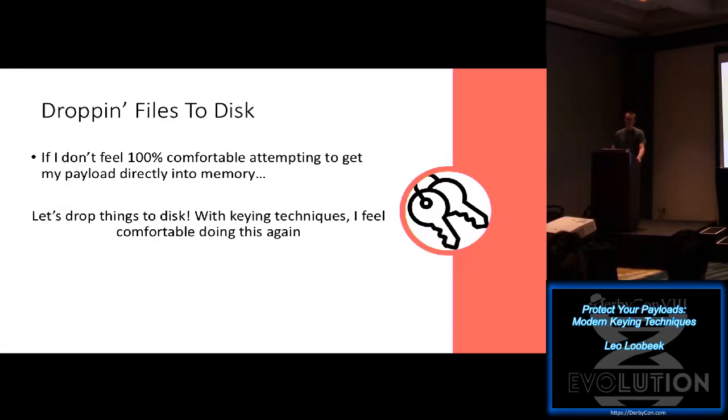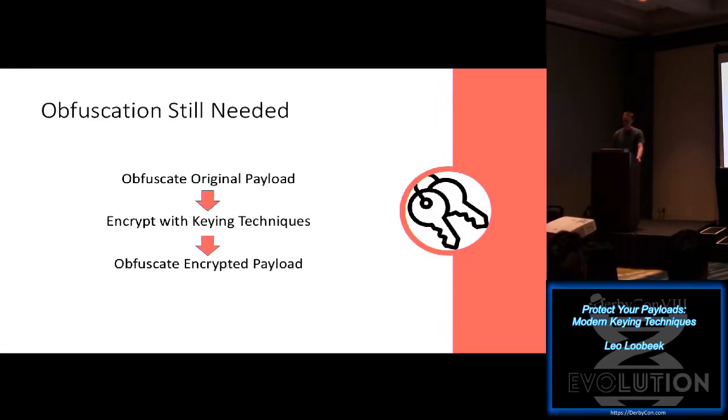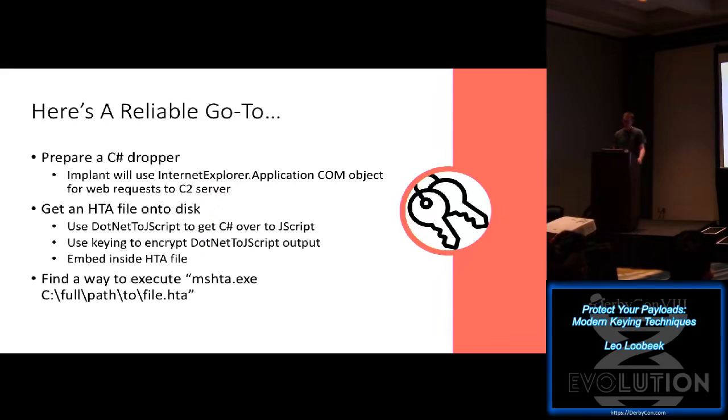With keying, I feel comfortable doing that again. I might not drop an EXE or a DLL right away, but dropping those different SCT or HTA files, I feel comfortable doing that with keying now. And this is where obfuscation is definitely still needed. What I'll typically do is obfuscate the original payload, encrypt it, and then obfuscate that encrypted payload, just to make sure no brittle detections, like detecting on certain strings, are going to get me caught.